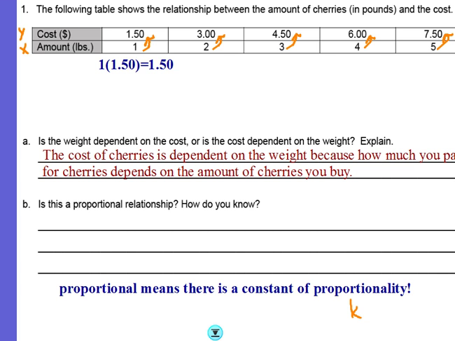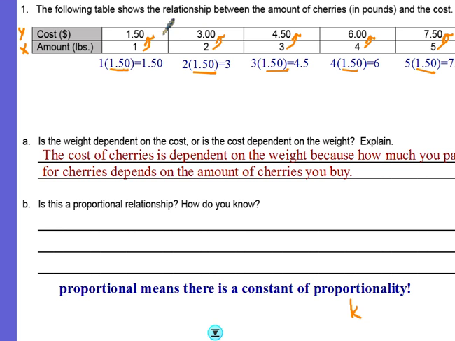The next part, 2 times 1.50 is 3. And if I do the rest of them, 3 times 1.5 is 4.5, 4 times 1.5 is 6, 5 times 1.50 is 7.5. So basically, everything is being multiplied by 1.50. Is this proportional? Yes, because everything is being multiplied by 1.50, and the constant of proportionality is 1.5.